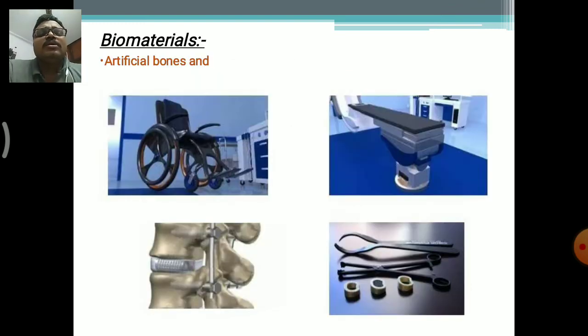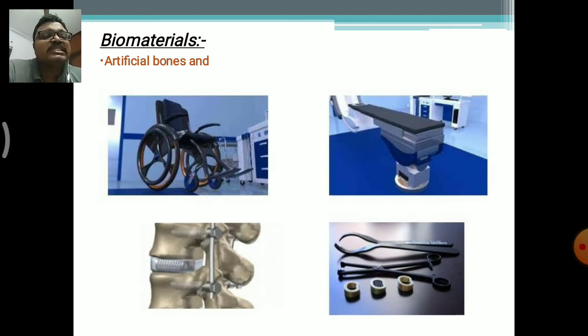Next one is the biomaterials. In the biomaterial category, the first one is the wheelchair for the handicapped. To reduce the weight of this chair, we use FGMs. When a handicapped person sits in the chair and rotates the wheel, they want it to feel like a lightweight model. So we are using FGMs for this.